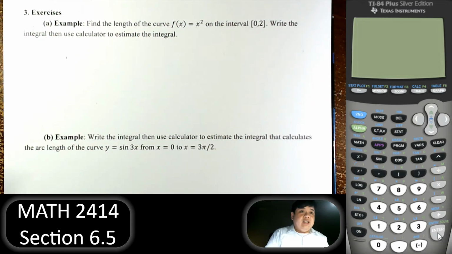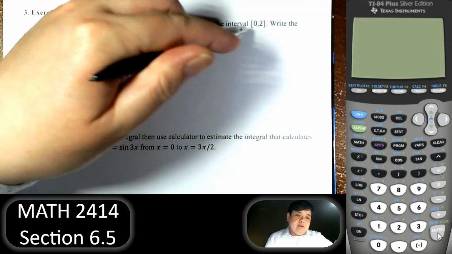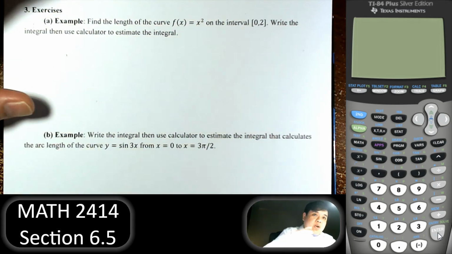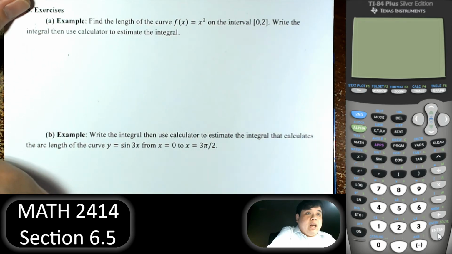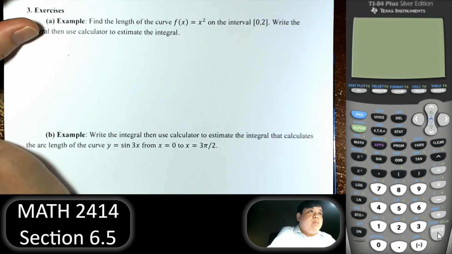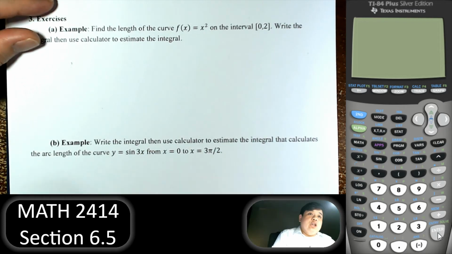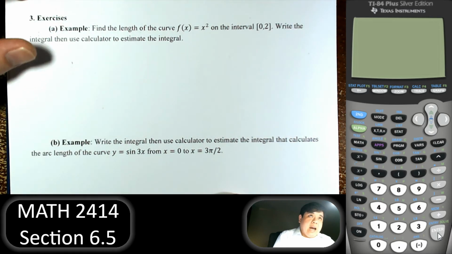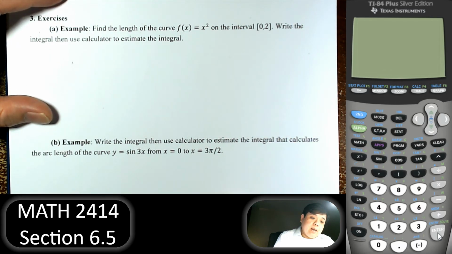We don't have a lot of reasonable examples, because most of the examples are complicated like that. Now, find the length of the curve on the interval. Write the integral only, and then use the calculator to estimate the integral. The reason we have to use the calculator is that if we do it by hand, the solution is going to be more than 1 page long, and we do not have all the techniques, all the tools at the moment.